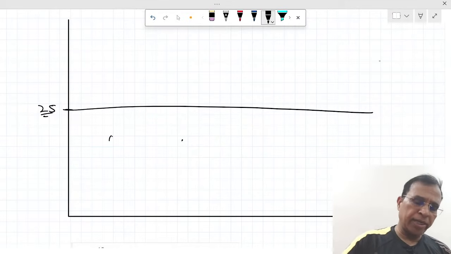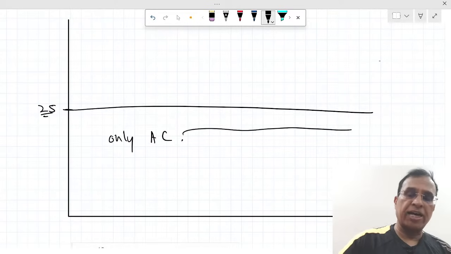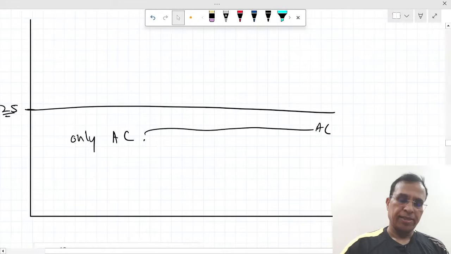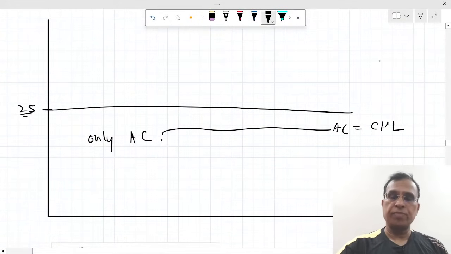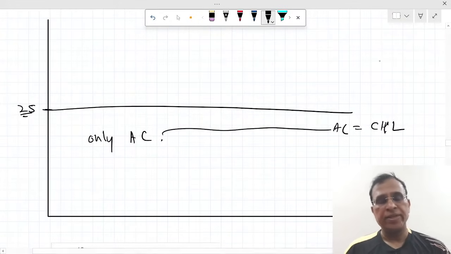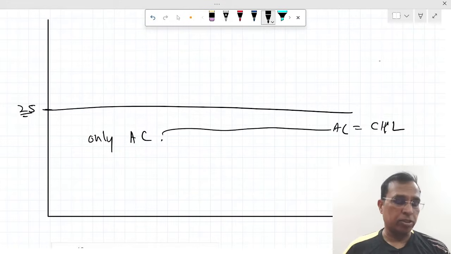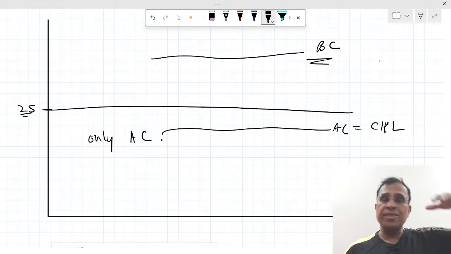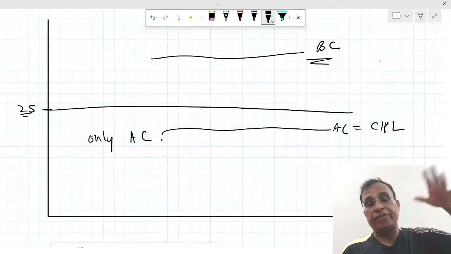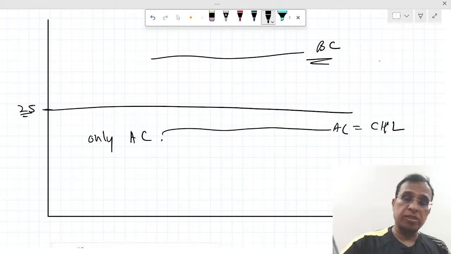If there is only AC here, there is a graph AC, then this is conductive hearing loss. If only AC is below 25, then it is conductive hearing loss. That means BC is here. So BC is above, AC is below the 25 mark. This is conductive hearing loss.